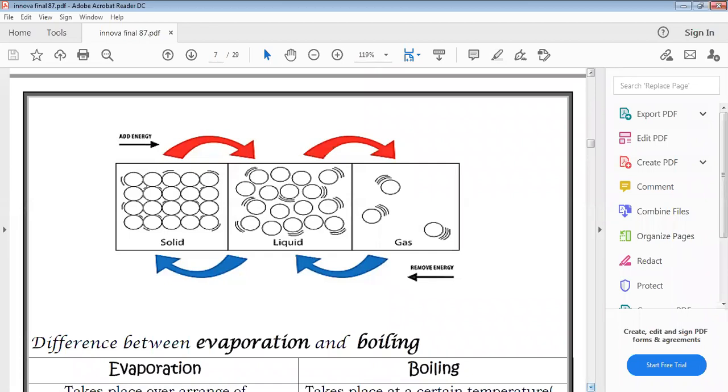Now there is a difference between evaporation and boiling. They are both changing from the liquid state to the gas state. So what is the difference between them? Does anyone know? Is there anything noticeable between them? Why do we say evaporation and boiling if both are changing from liquid state to gas state? Can you tell me, Jana, one difference between them? Just one difference. Jana. Yes, miss. Can you tell me one difference between evaporation and boiling?